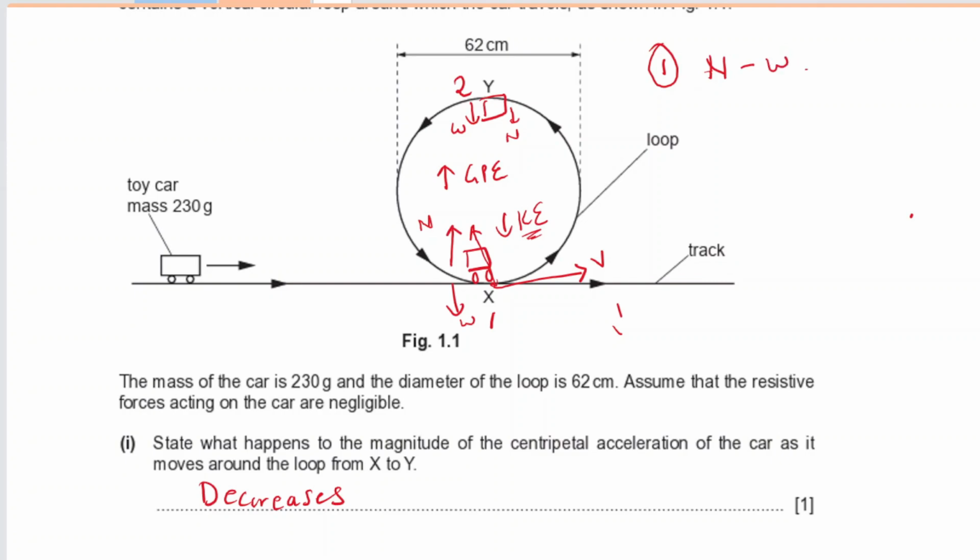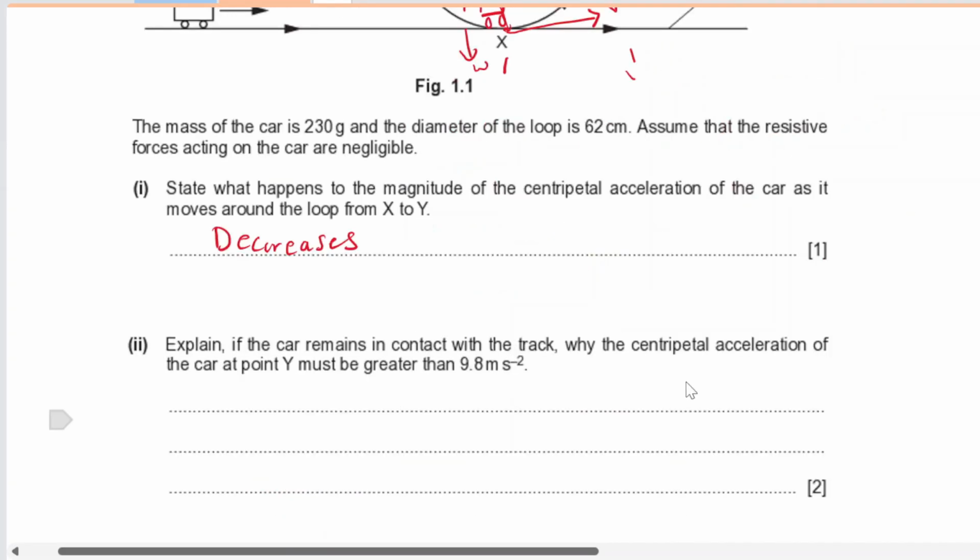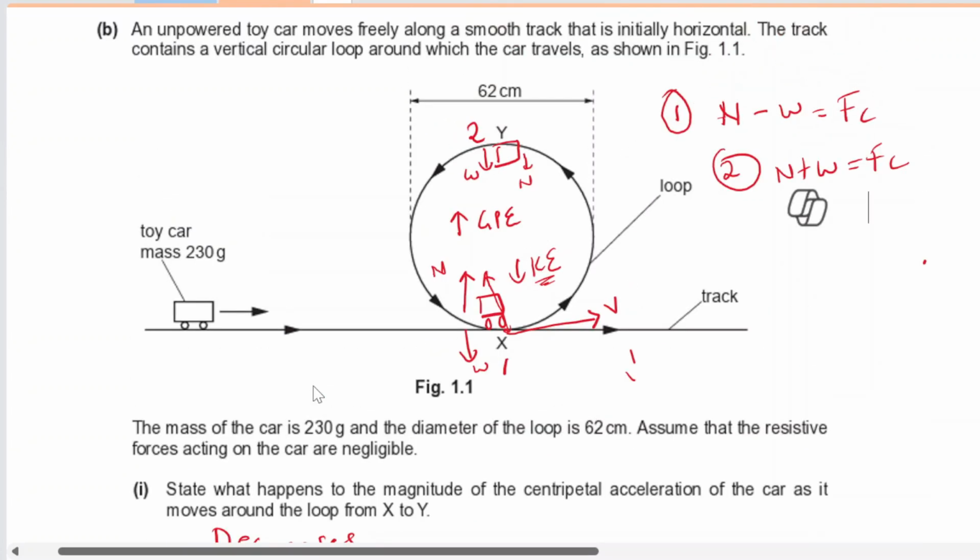Okay, so N minus W equals centripetal force. For position number 2, N plus W will give you the centripetal force, because both of them are acting towards the center. Both of them are making it go towards the center, right? So this will be N plus W equals Fc. So now in the question they are saying that the centripetal acceleration at y must be greater than 9.8. So at y, this is position number 2. So let's focus on this. Why does the acceleration over here must be greater than 9.8?